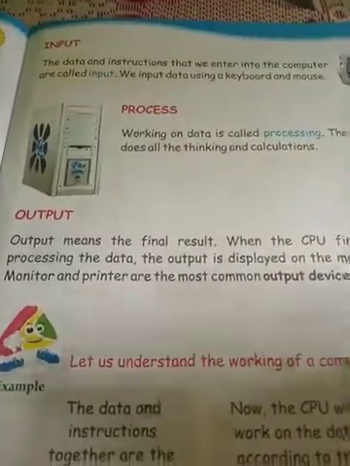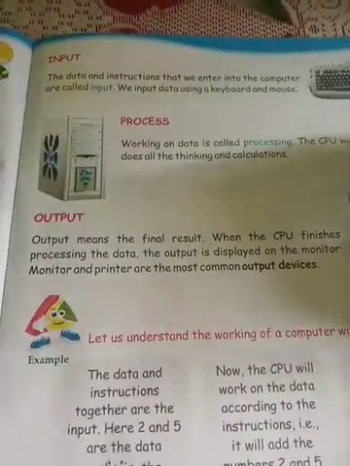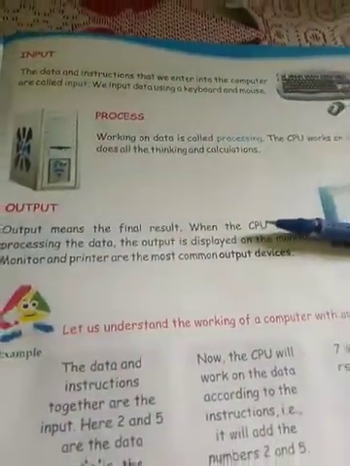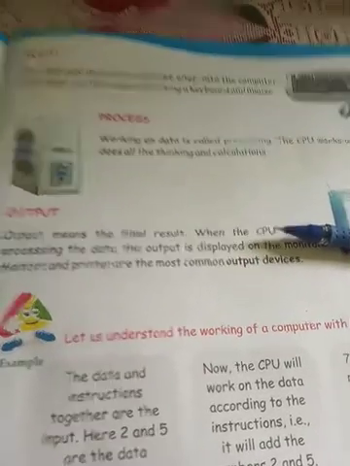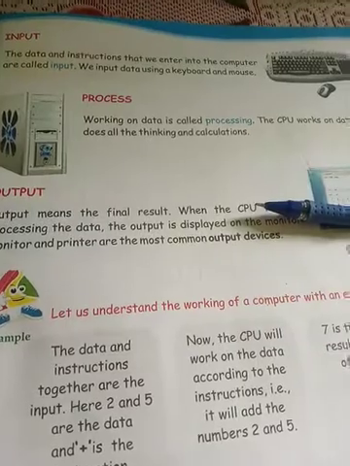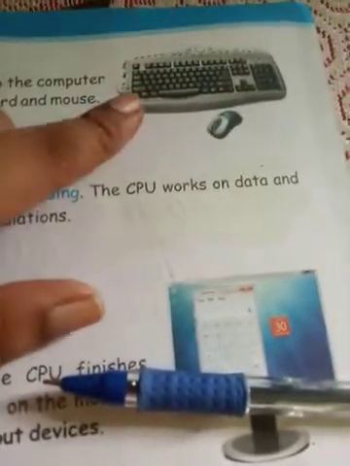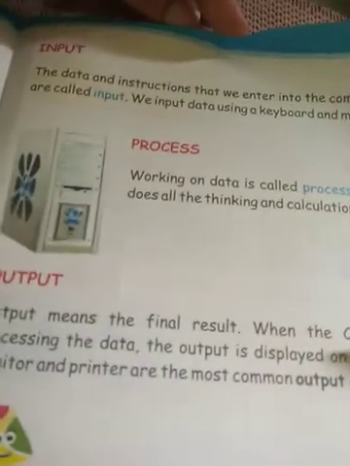Now, children, what is input? We have understood that there are three basic steps: input, process and output. What is input? Whatever we want to store or enter in our computer, we need a device, a part of the computer, that is the keyboard and mouse. With the help of the keyboard, we are able to type and enter something, and the mouse we use for pointing. So keyboard and mouse are input devices.